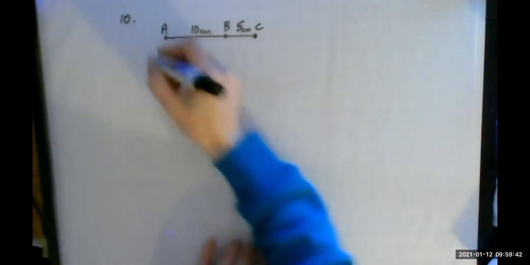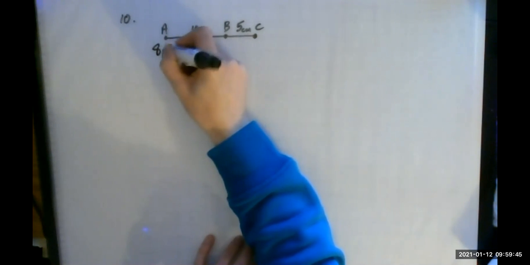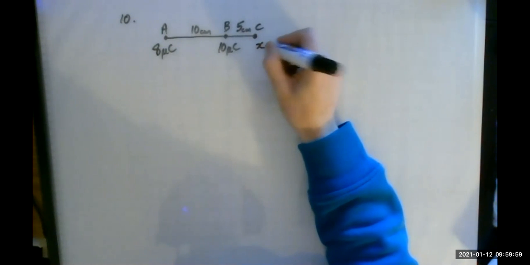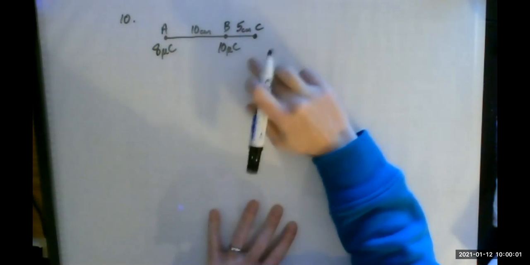Now, the charges of 8 and 10 are placed at A and B respectively. So 8 microcoulombs, and 10 microcoulombs. Are placed at A and B respectively. What charge must be placed at C so that there is 0 resultant force on the charge at B? So let's call the charge Q.